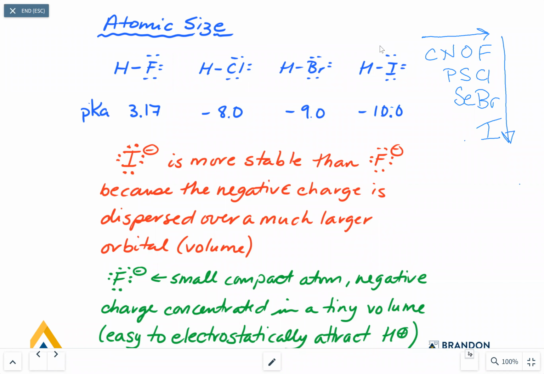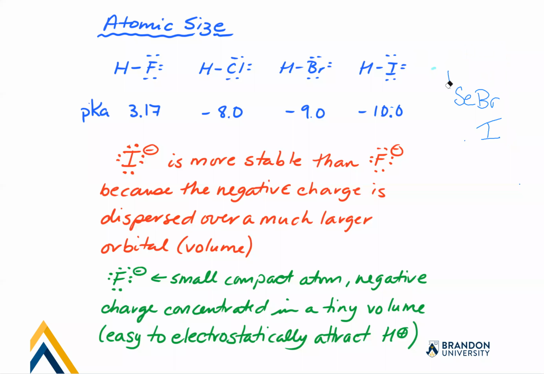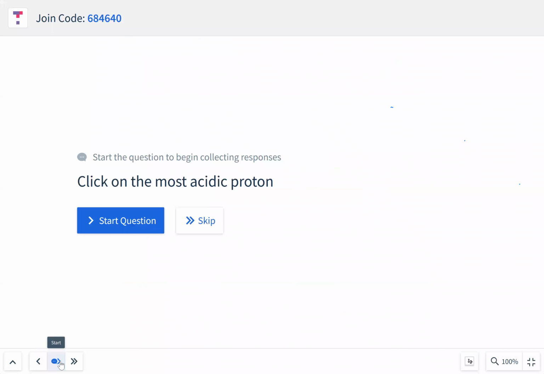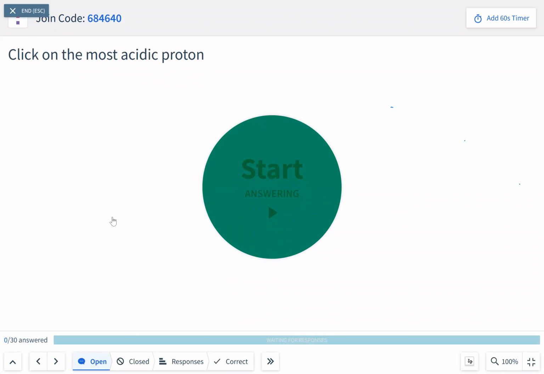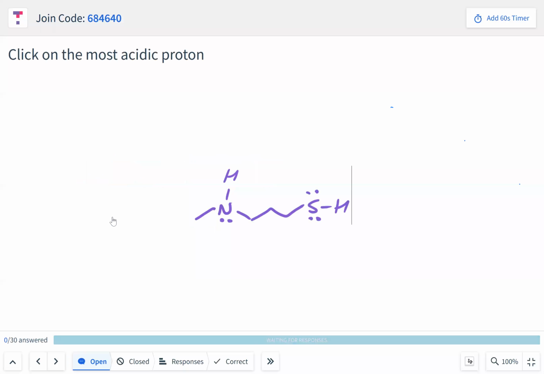Okay, so let me erase this stuff here. Let's move on to the next question. I actually got a question here based upon what we just talked about. So if this is your following molecule, where is the most acidic proton?